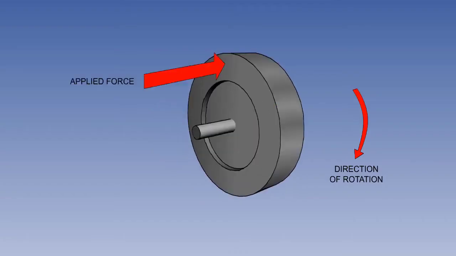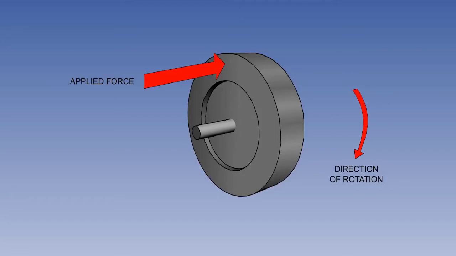The rule of precession states that the gyro will precess at 90 degrees to the applied force measured around the circumference of the rotor in the direction of spin. In other words, the force applied will appear to have moved 90 degrees around the rim of the rotor in the direction of the gyro rotation.